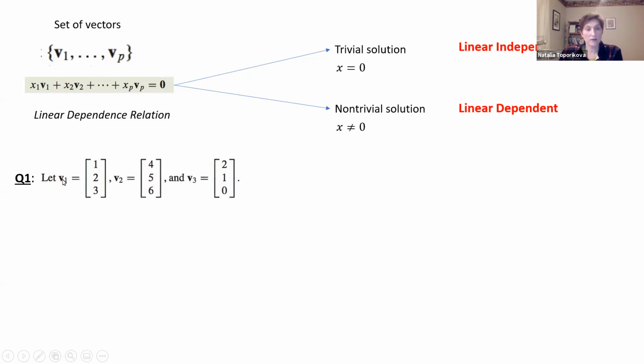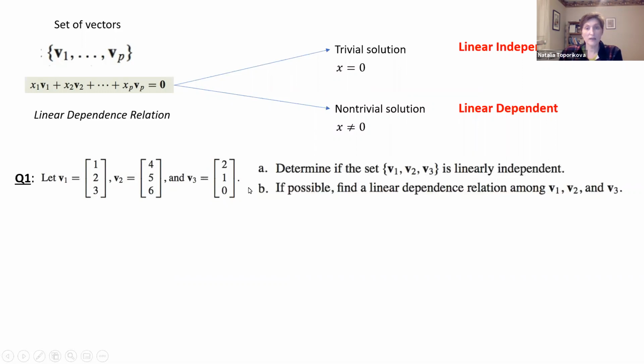Okay, let's take a set of three-dimensional vectors, v1, v2, and v3. And we will first try to figure out if this system of these three vectors is actually linearly independent. And if we find some linear dependence, then we will try to write down explicitly the linear dependence relation.